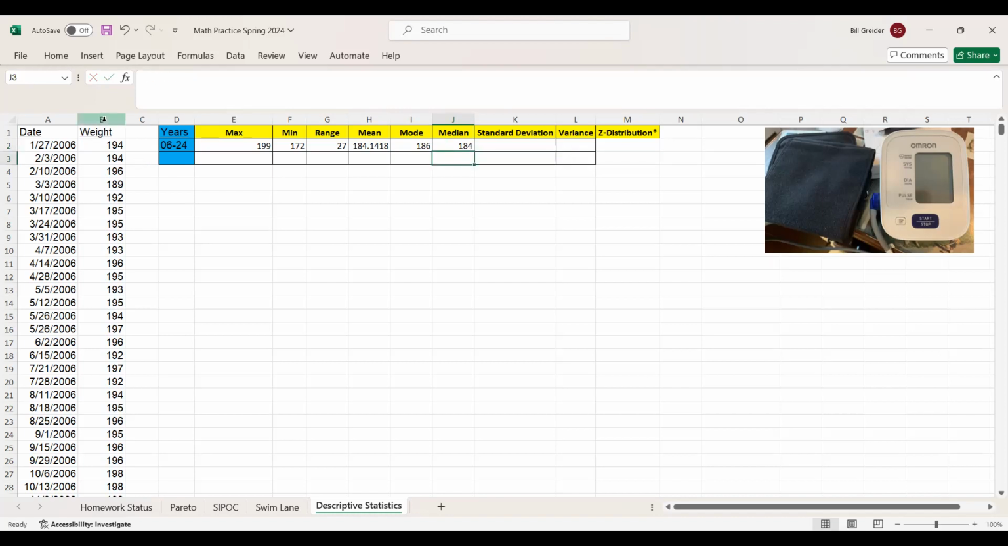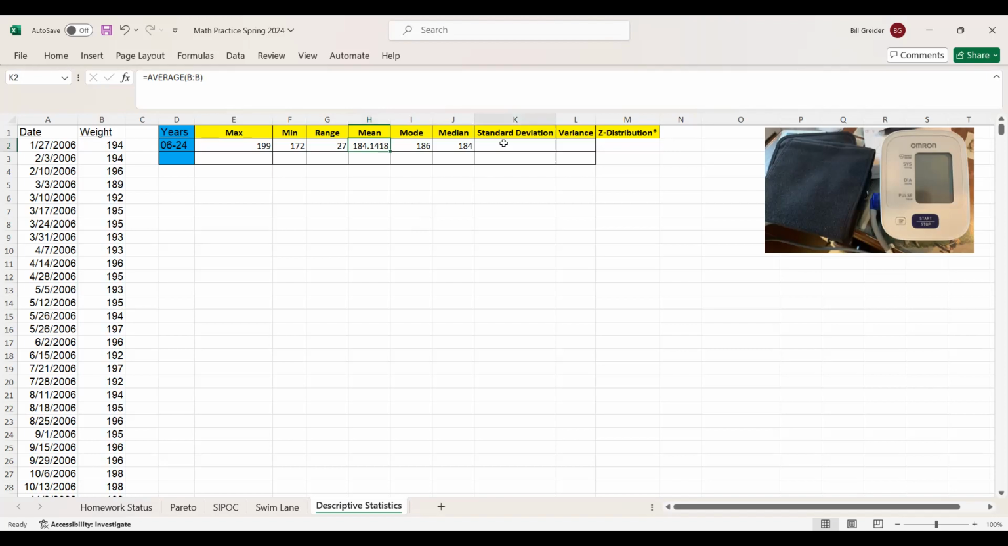All right, so you can see that my mean, the average, the mode, the one that happens the most often, and the median, the center point of my data, are all kind of close to the same, right? Next thing I want to know is what's the average deviation from my mean? So how many pounds is the variance on average of all this data from 184 pounds?